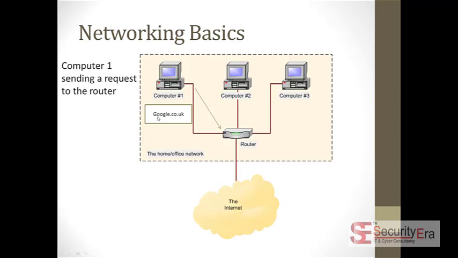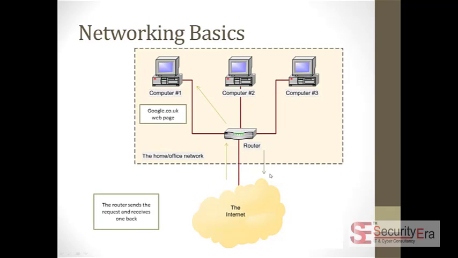So when you type in google.co.uk and click enter, that will send a request to the router. Then once the router acknowledges that request, it will send it to the internet. Then the internet will send a response back, which the router receives, and then sends the response to computer 1, thus having the website displayed in the browser.